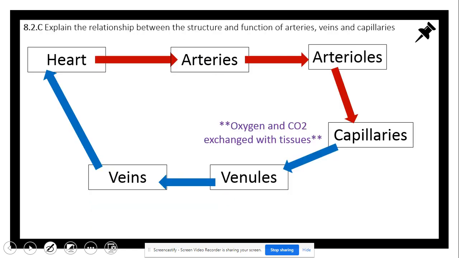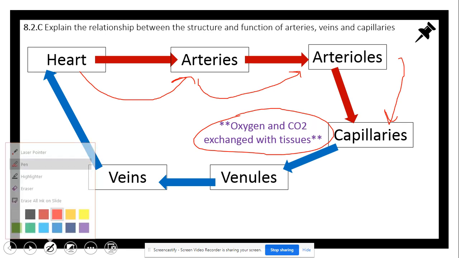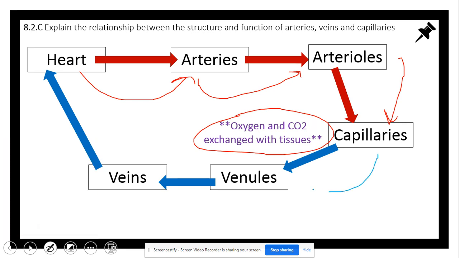Oh, you can color code this if you printed out your notes. So from the heart, we have arteries. Arteries branch into arterioles, branch into capillaries. And this is where gas exchange happens. I'll change the color of my pen. Capillaries go to venules, which are just little veins, into the big veins, and then back to the heart.